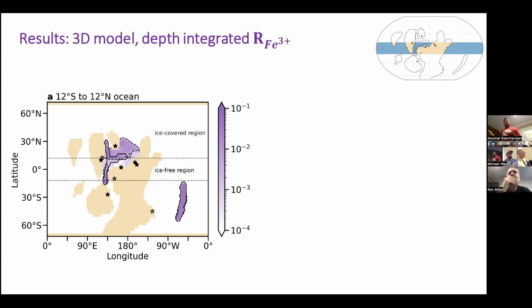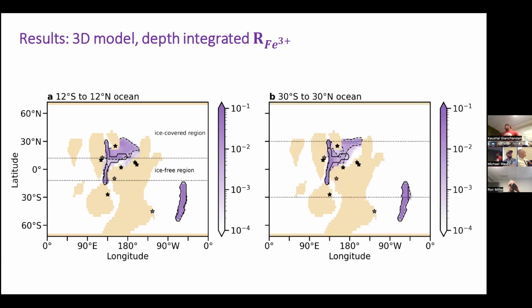So it is possible for a soft snowball to sustain iron deposition rates which are high enough to precipitate Sturtian BIFs. We don't just see that in one case. Even in a 30 south to 30 north ice-free ocean, you could have widespread deposition of iron.